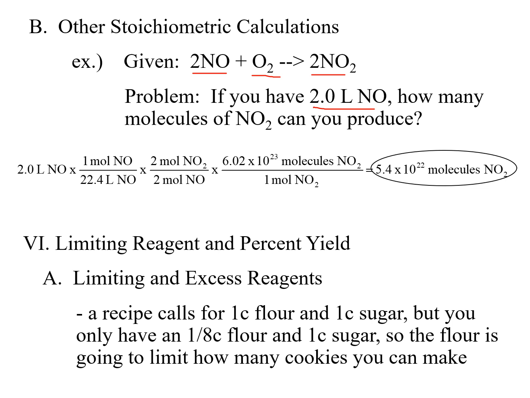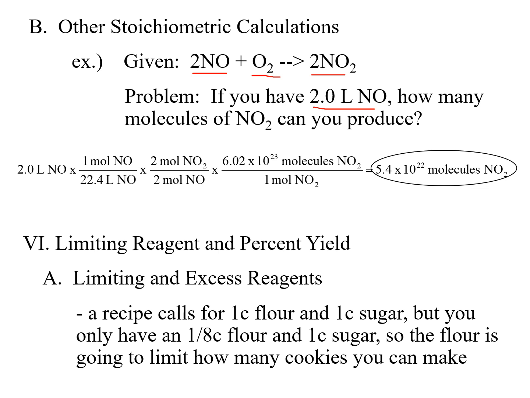It won't be nearly as many as you thought you were going to make, but you could still make them. But now you're not going to need all of that sugar anymore, right? Because the original recipe said 1 cup of flour for every 1 cup of sugar. So it's a 1-to-1 ratio. So if you only have 1/8 of a cup of flour, you're only going to need 1/8 of a cup of sugar also.